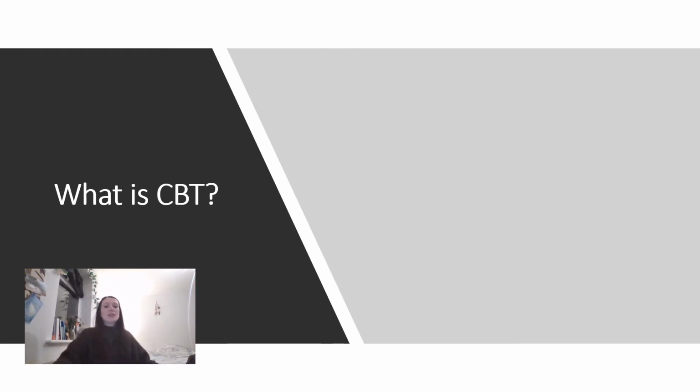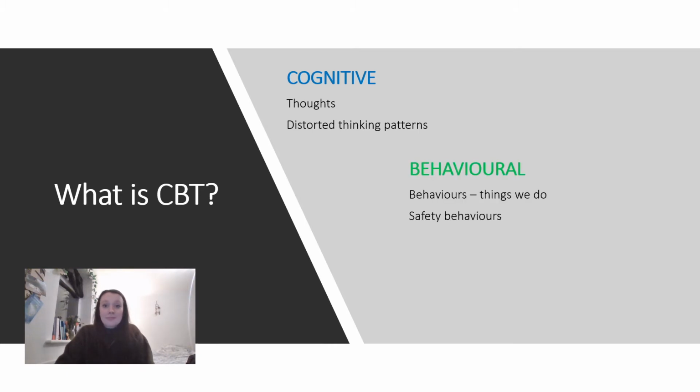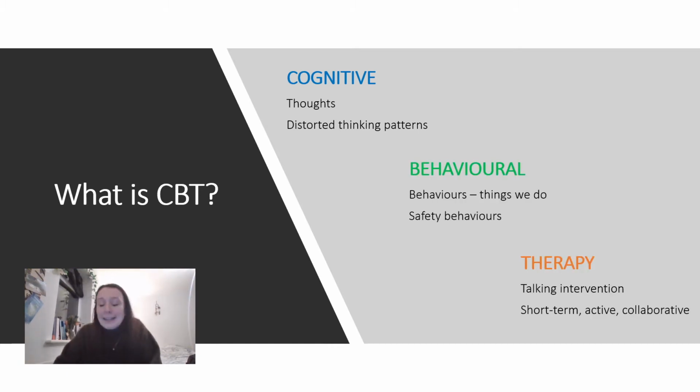So let's get started. What is CBT? It's cognitive, it's behavioural, and it's therapy. That's the easy version. So cognitive, we mean thoughts, the way that we think about things, the way that we perceive things. It could be to do with distorted thinking patterns. Cognitive is what we think. Mental processes is what we mean by cognitive.